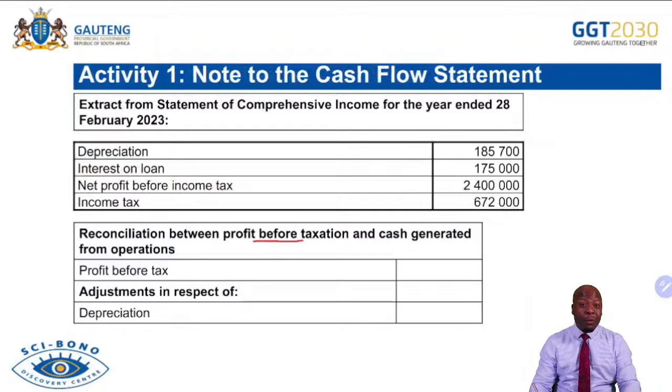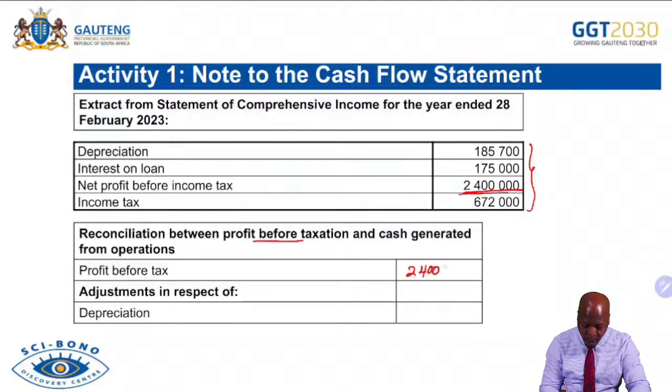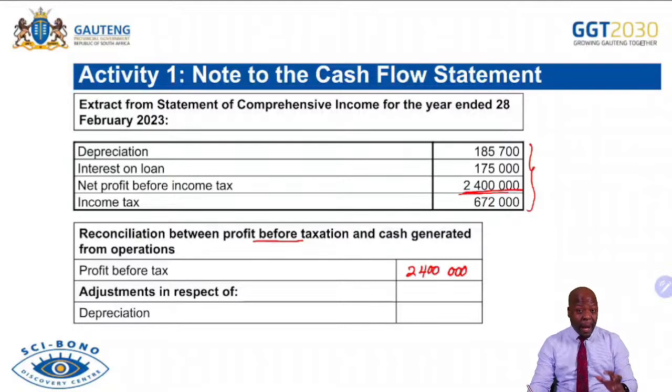And I'll get that information from the extract of the statement of comprehensive income, which is what I have here. So I'll need my net profit before tax, which is given here. That is your 2.4 million. So I'll come here and say my profit before tax. I'm going to write it here. That is your 2,400,000. All right. I hope that you're writing. As I'm writing, you must also be writing so that you follow through what I am doing.